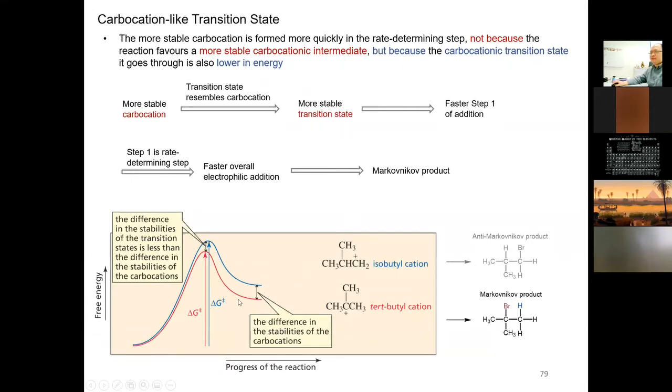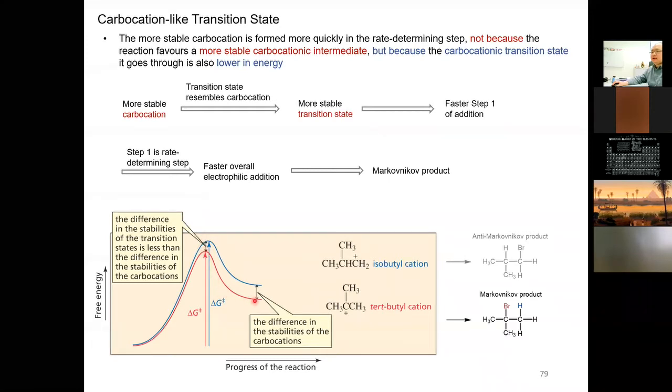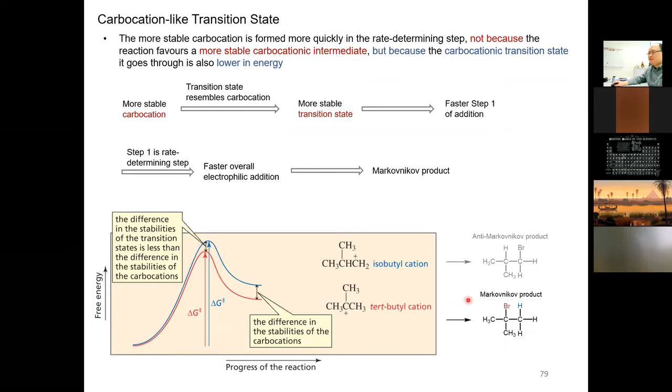So the red one is the Markovnikov pathway, and it does generate a more stable carbocation, but what we care about is the relative stabilities of the transition states. Because the transition state looks like the carbocation, and the tertiary carbocation is more stable, its carbocation-like transition state is also more stable. So it's much easier for the reaction to follow this lower activation energy pathway to eventually give the Markovnikov product.